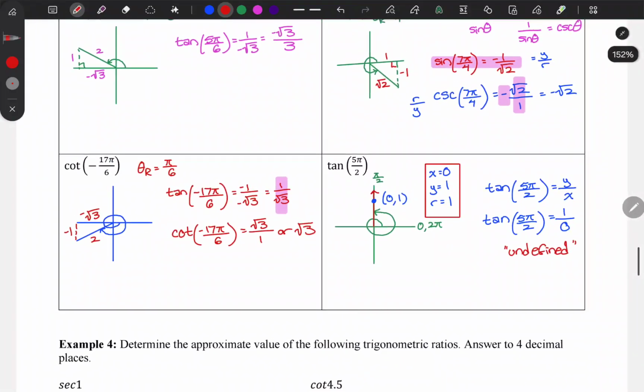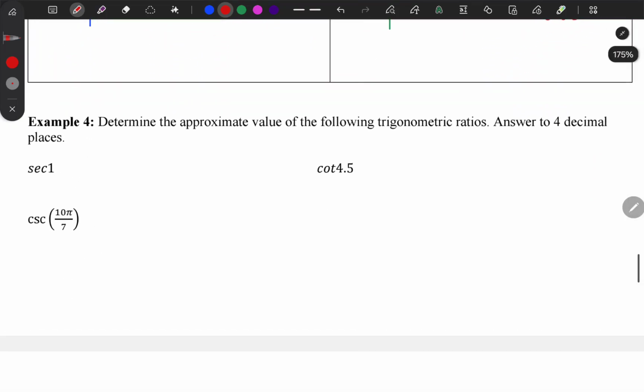Now, all of those are really great examples of how to find a trig ratio without a calculator using our knowledge of special triangles and some special points on the unit circle. If we do not have something like that and we have a different angle, we can still use our calculators. We're just going to put our calculators in radian mode to calculate.